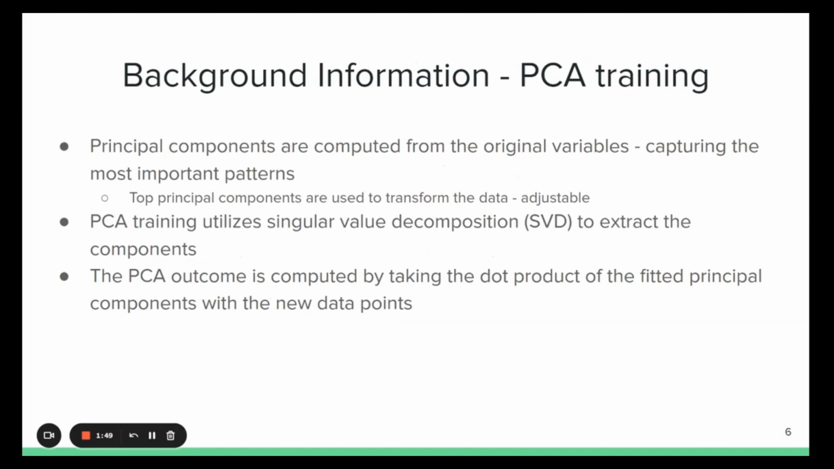After that, we also have some background information on PCA training. We know that principal components are computed from the original variables and capture the most important patterns in the data. And the top principal components are usually used to transform the data. They are adjustable in the sense that we could use two of the main principal components or more than that. For our paper, we've been mainly using two, and I'll dive into the details of that later. PCA training usually utilizes SVD to extract the components, and the PCA outcome for new data points is computed by taking the dot product of these fitted principal components with the new data points.